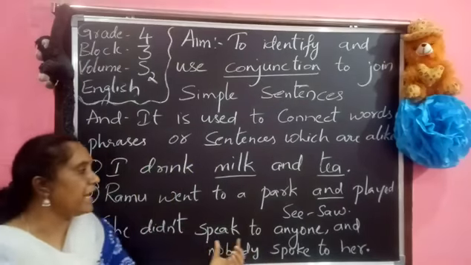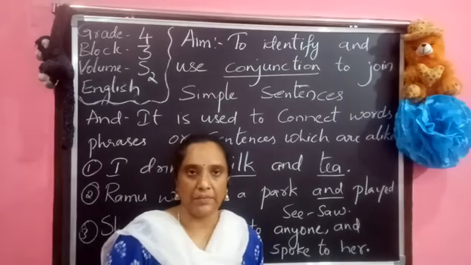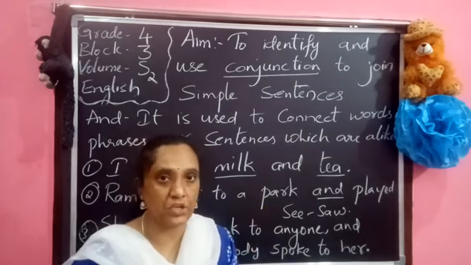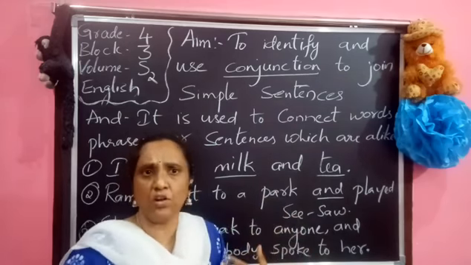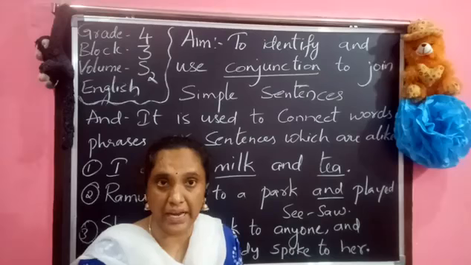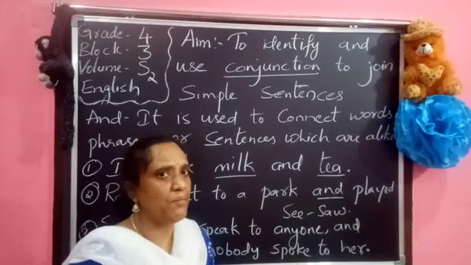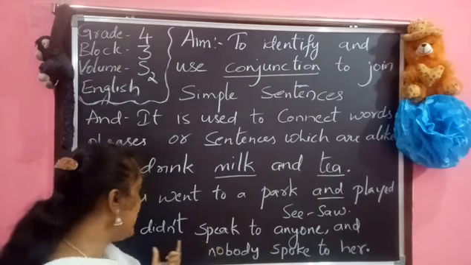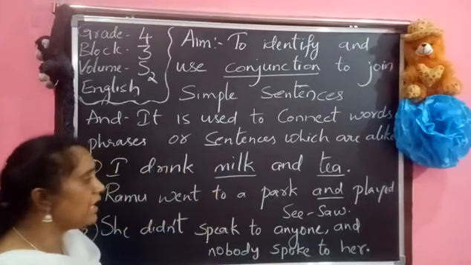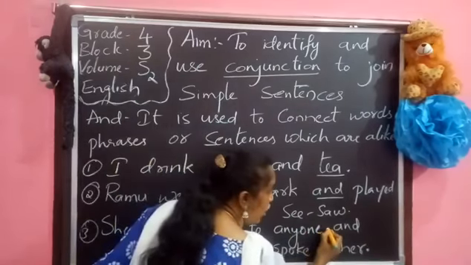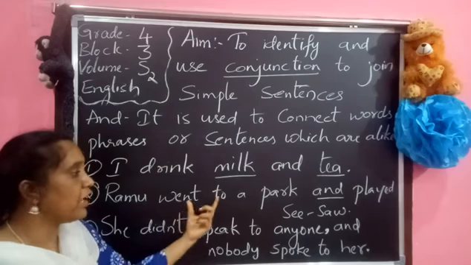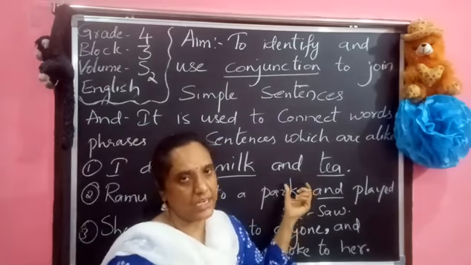Now, she didn't speak to anyone and nobody spoke to her. The same girl is there, no one is speaking to her and she is not speaking to others. That is the same. If we are not speaking and they are speaking, there will be a difference. But here, I am not speaking, so they are not speaking. So there is a same relation. She didn't speak to anyone and nobody spoke to her. So here we are joining two sentences, so I am using the comma here.